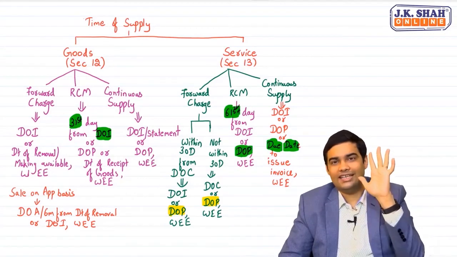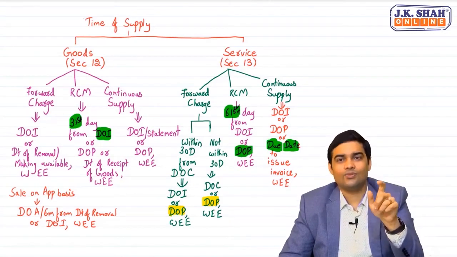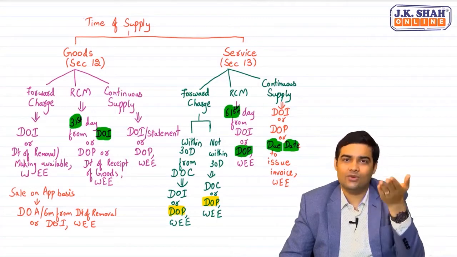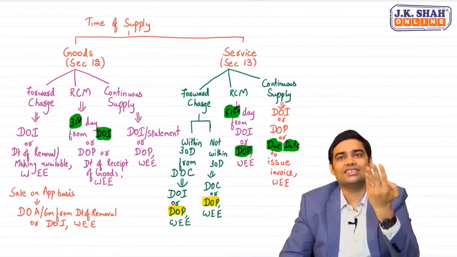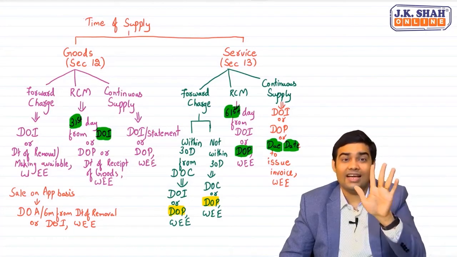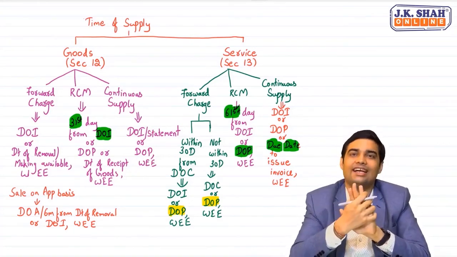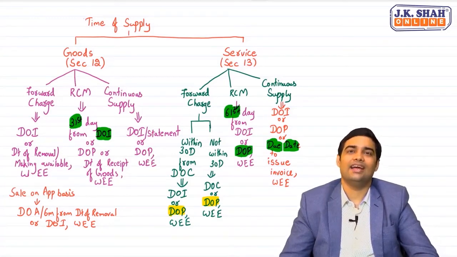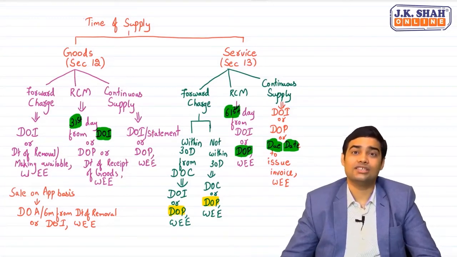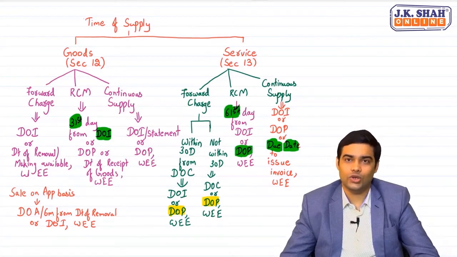5th was the date mentioned in the contract. 6th I issued the invoice. 7th I received the payment, which is early. Government is using the contract date to make us pay GST based on such due date to issue invoice.